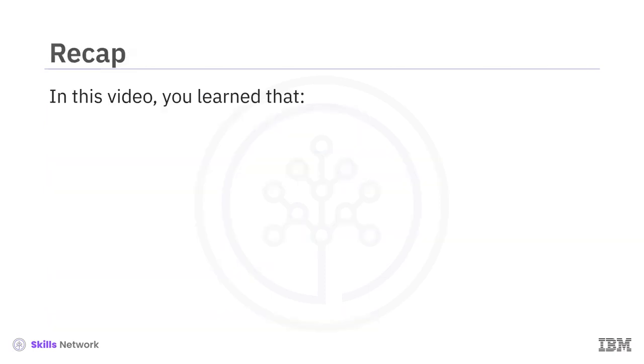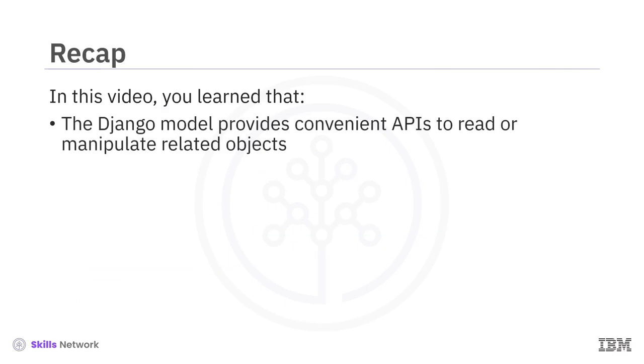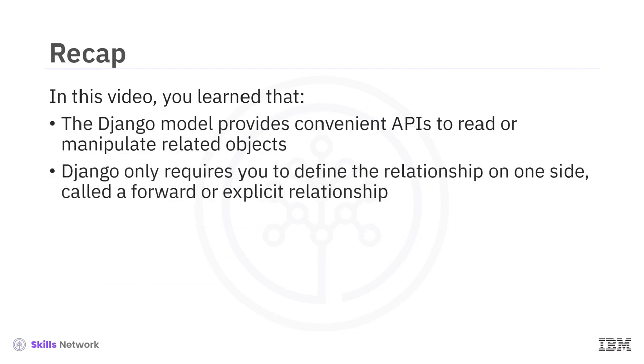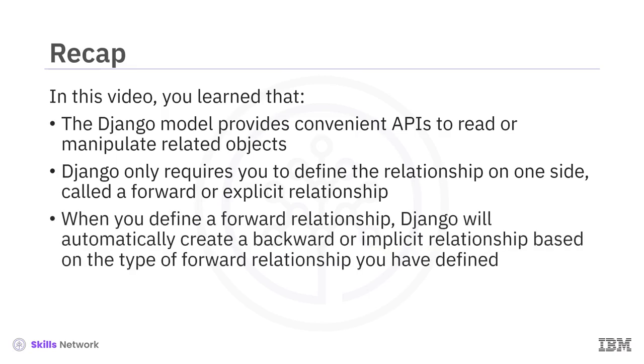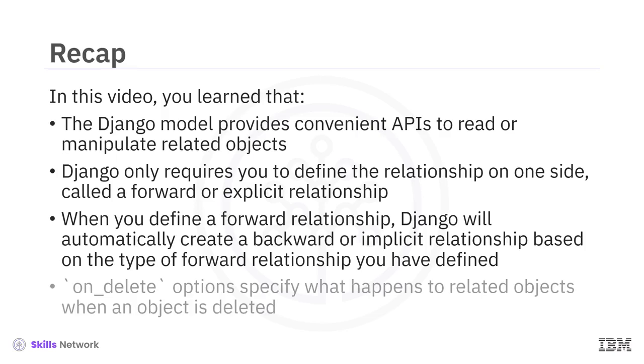In this video, you learned the Django model provides convenient APIs to read or manipulate related objects. Django only requires you to define the relationship on one side, called a forward or explicit relationship. When you define a forward relationship, Django will automatically create a backward or implicit relationship based on the type of forward relationship you have defined. And on_delete options specify what happens to related objects when an object is deleted.